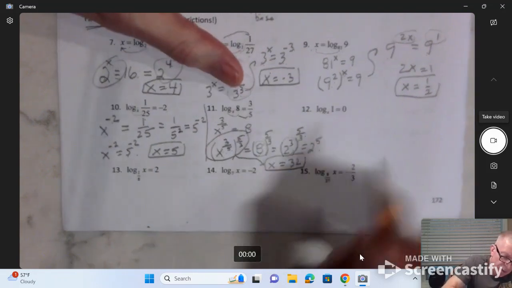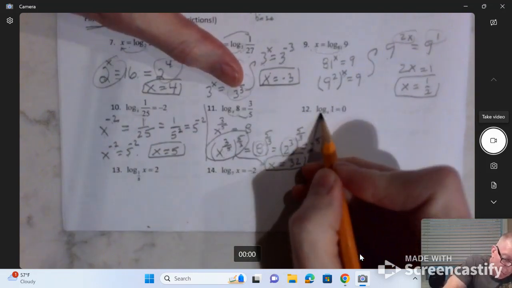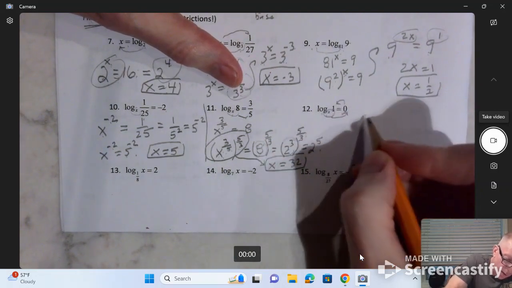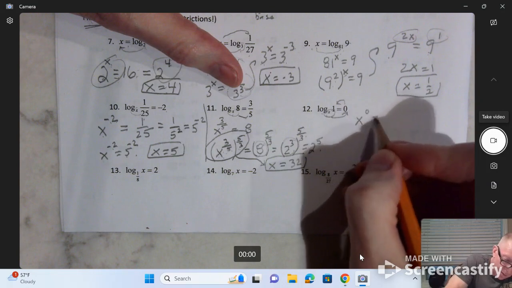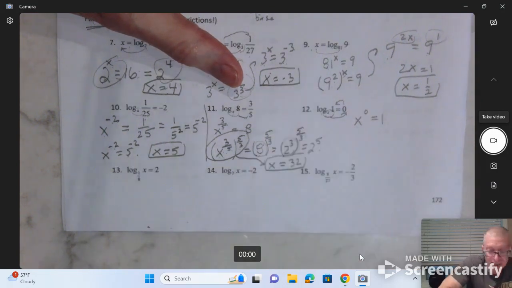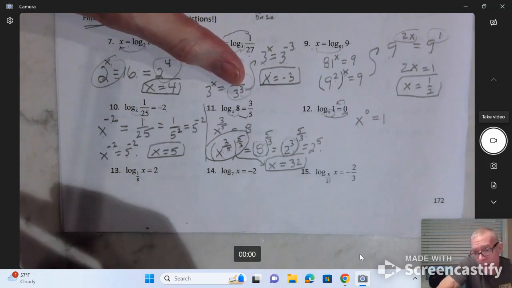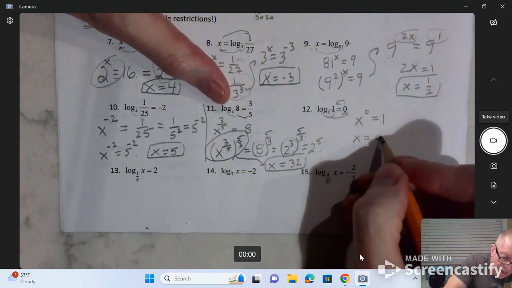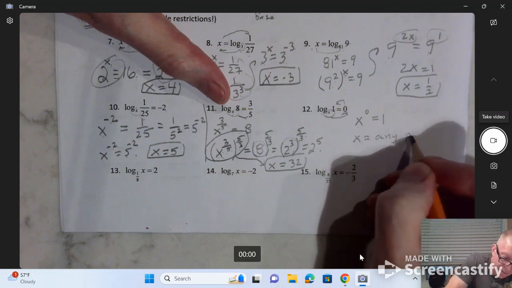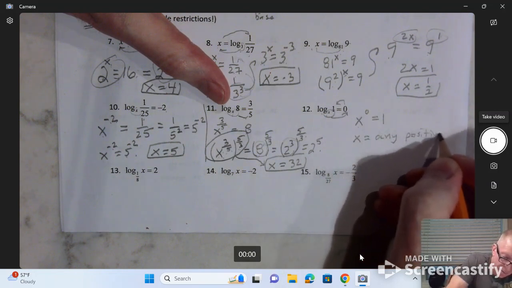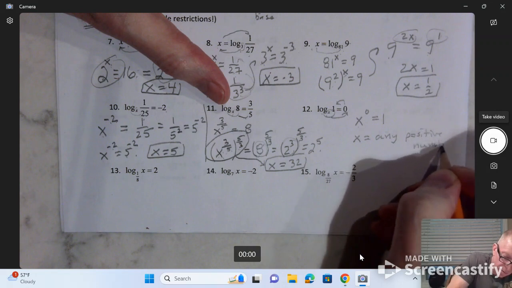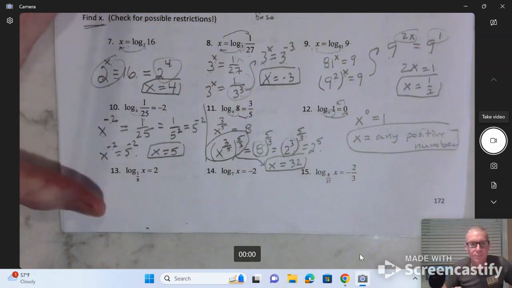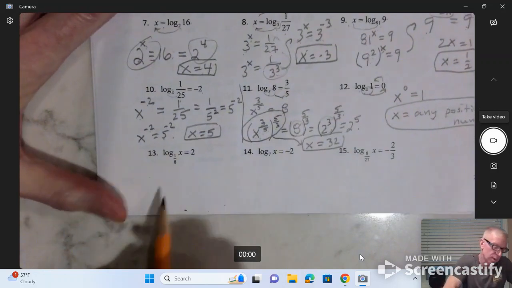Okay. Next one, log base x of 1 equals 0. X to the 0 equals 1. X to the 0 is equal to 1. Well, pretty much anything to the 0 is equal to 1, as long as it's a positive number. Okay, so you're going to get x can equal any positive number.